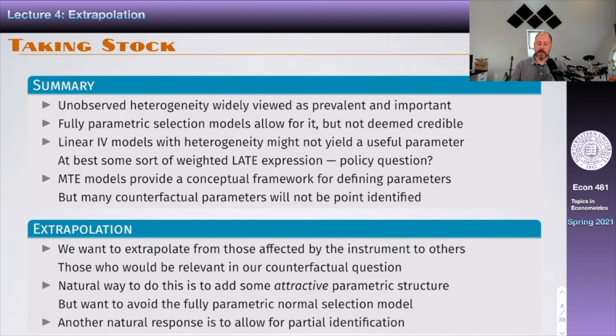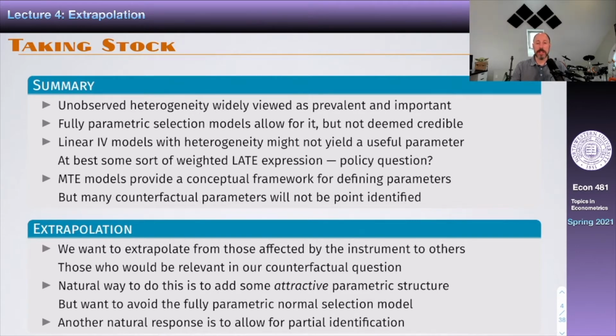All right, summary. Unobserved heterogeneity is widely viewed as prevalent and important in applied work. I think that so far we should have convinced ourselves that that's the case. There's the fully parametric selection model that we described, the Heckman two-step estimator, but it has the problem of being parametric. And in 2020, we think that we can do better than that.